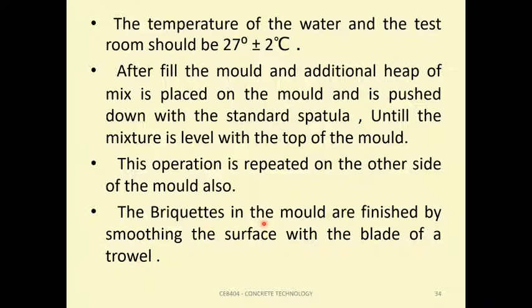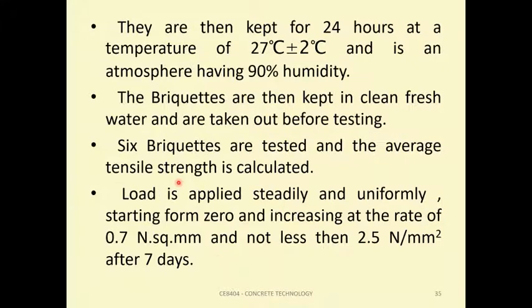The briquettes in the molds are finished to a smooth surface with the help of the trowel. They are then kept for 24 hours at a temperature of 27 degrees Celsius plus or minus 2 and a humidity of 90%. The briquettes are then kept in clean fresh water and taken out for testing. 6 specimens are tested and the average tensile strength is calculated. The load is applied steadily and uniformly at an increasing rate of 0.7 megapascal, not less than 2.5 megapascal after 7 days.